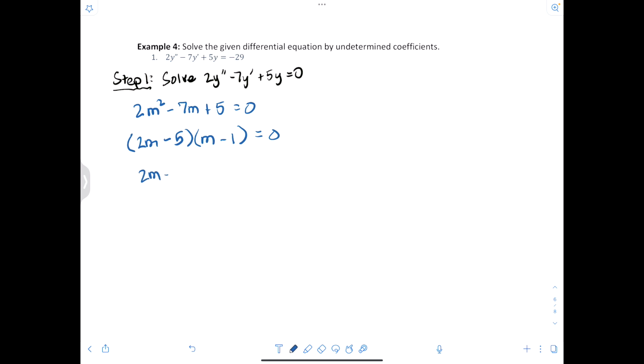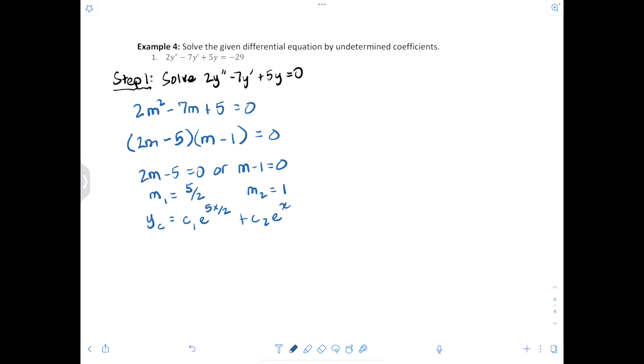2m minus 5 is 0, or m minus 1 is 0. So we get m1 is 5 halves, m2 is 1. So y sub c is equal to c1 e to the 5x over 2, from our 5 halves, plus c2 e to the x. Groovy? All right, step 2, annihilate.